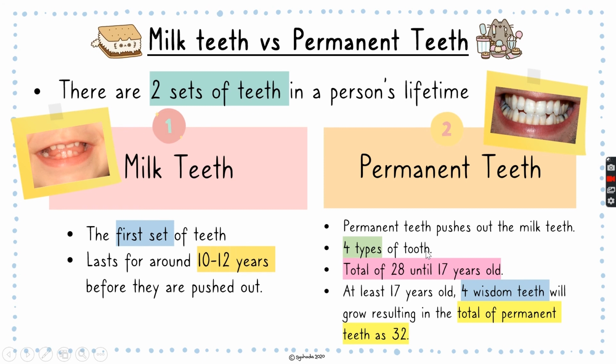There are 4 types of teeth when it comes to the permanent ones, and a total of 28 of them will last until 17. If you take care of your teeth really well, they will last your whole life. But basically, you will start off with 28 teeth until 17 years old. At around 17, that's when your wisdom teeth start growing. And once all 4 of the wisdom teeth grow, this will result in a total of 32 altogether.